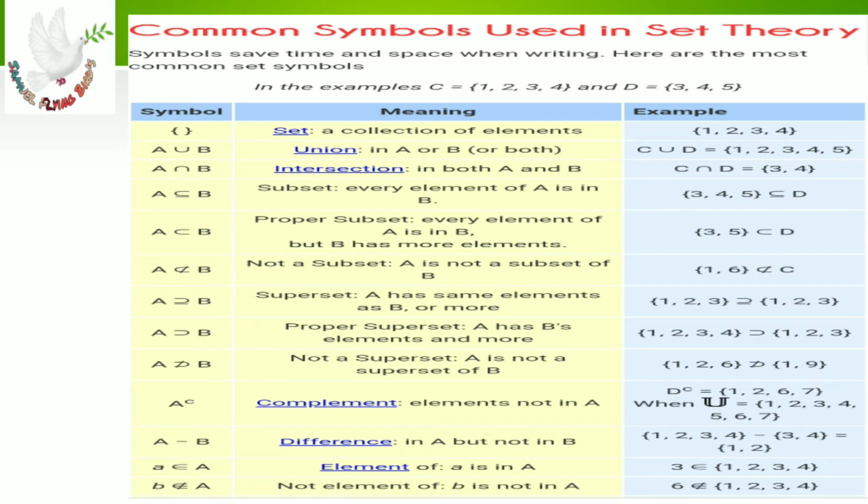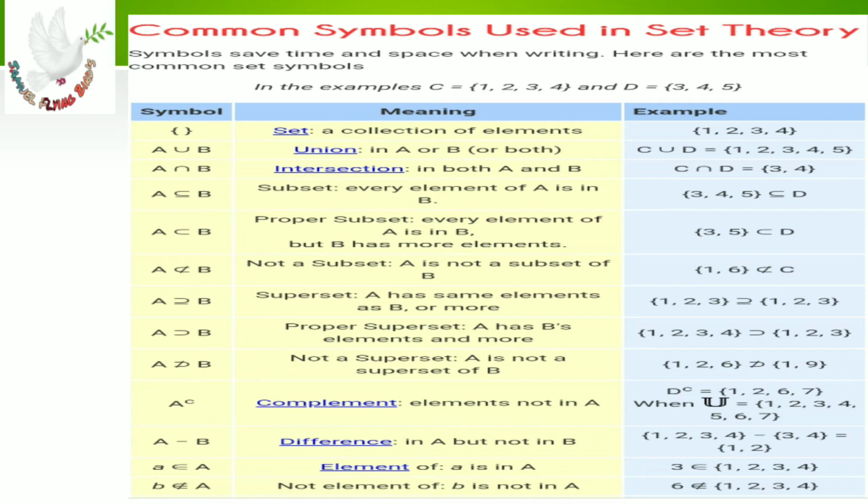Coming to the common symbols used in set theory. Symbols save time and save space when we write a set. For the first column we have the symbols, in the second the meaning of the symbol, and in the third an example. All three categories are here for us to get clear details about set theory.